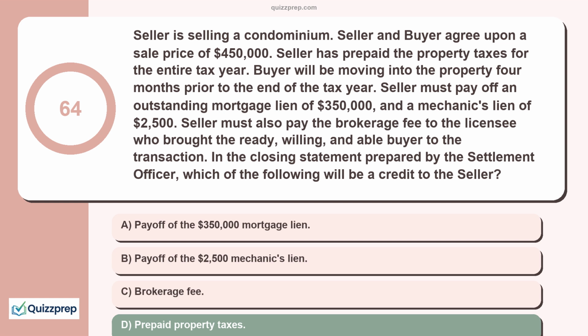In this test question, the prepaid property taxes will be a credit to the seller and a debit to the buyer. However, debits and credits on the closing statement are not always balanced equally between the two parties. Here, for example, the seller must pay off the outstanding mortgage lien, the mechanics lien, and the brokerage fee, but these are not considered credits to the buyer.